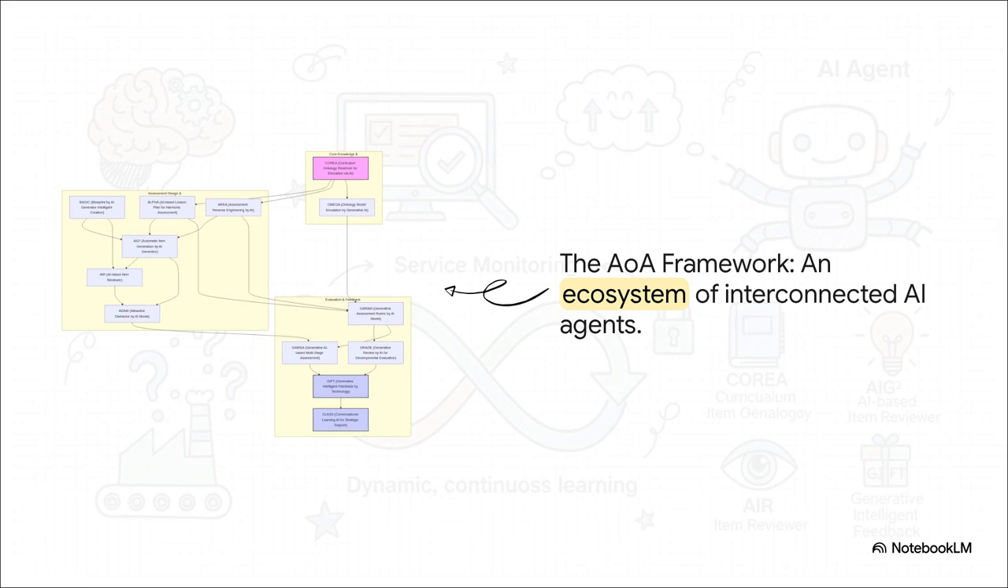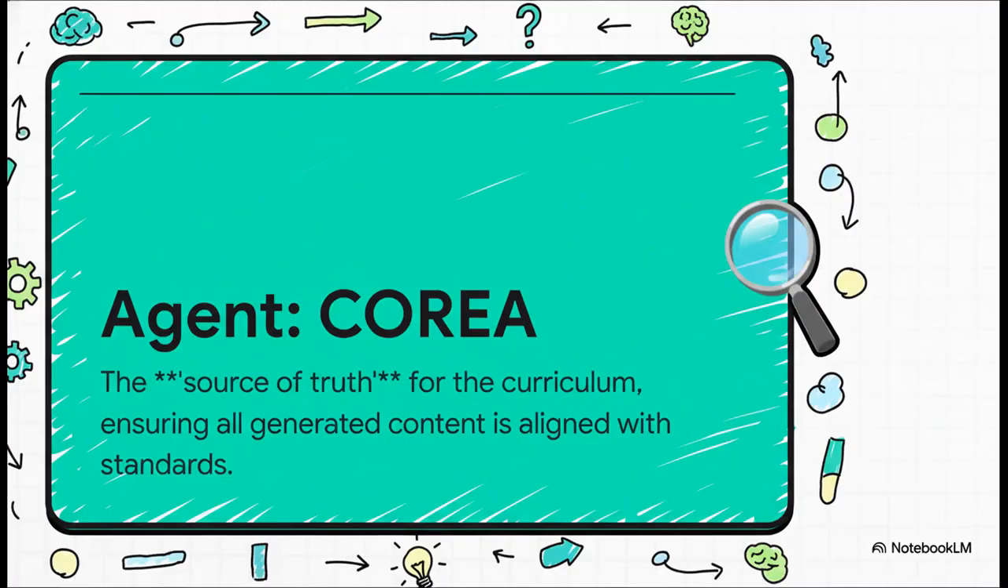You can see how there are different agents for things like curriculum knowledge, for designing the test, for generating the questions, and for giving feedback. They're all talking to each other, passing information along in this really smart workflow. It's like a digital assembly line for personalized learning. Okay, let's meet a few of the key players on the team.